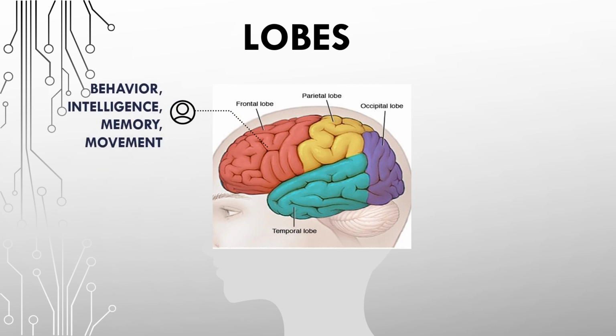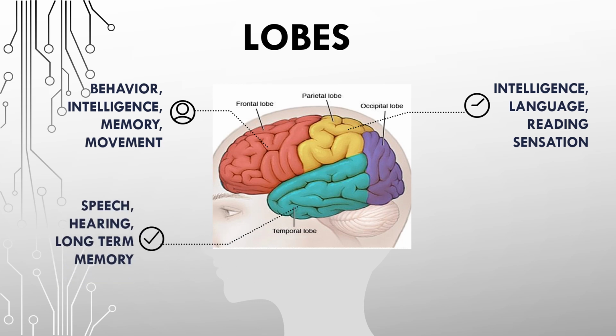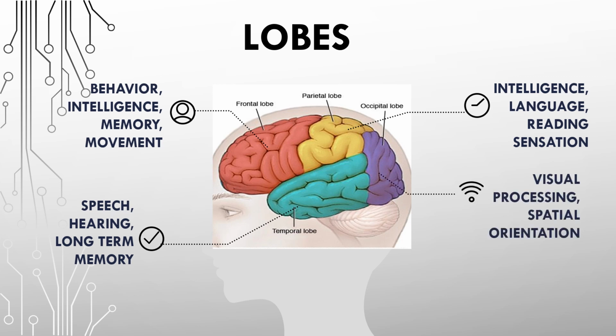Summary. The frontal lobe is concerned with behavior, intelligence, memory, and movement. The parietal lobe is concerned with intelligence, language, reading, and sensation. The temporal lobe is concerned with speech, hearing, and long-term memory. And the occipital lobe is concerned with visual processing and spatial orientation.